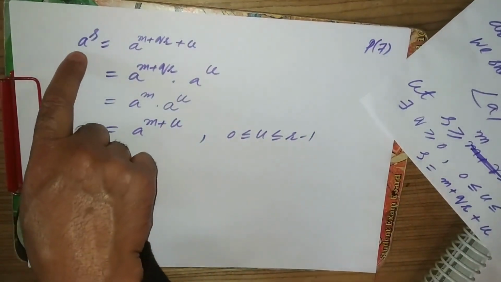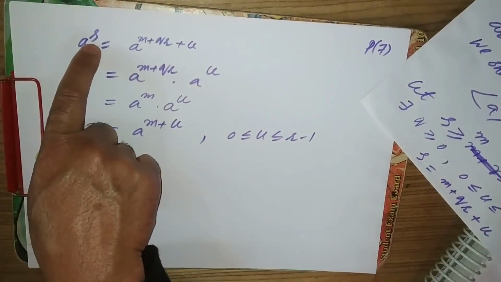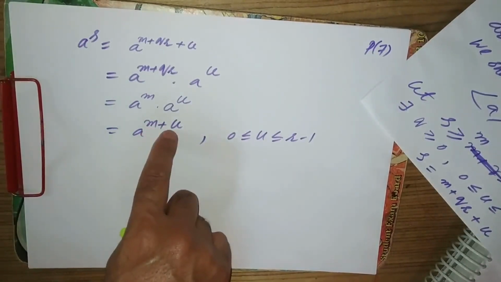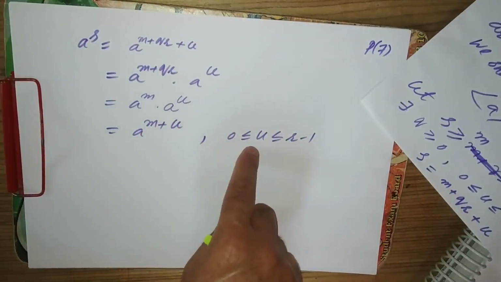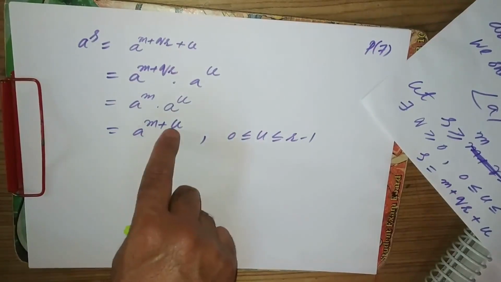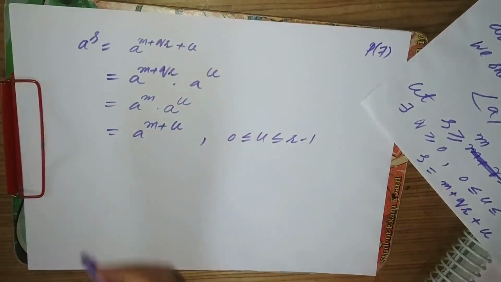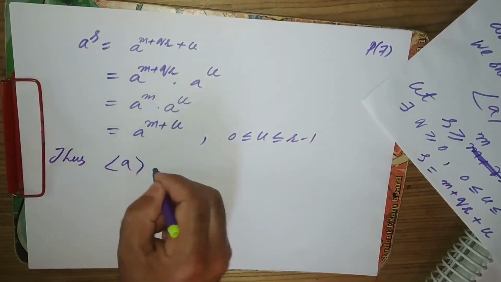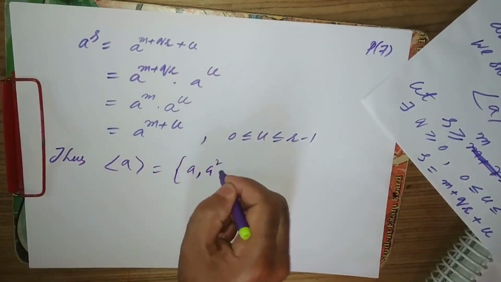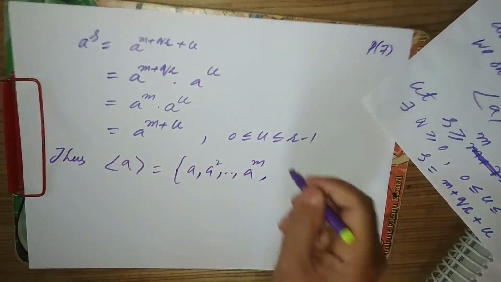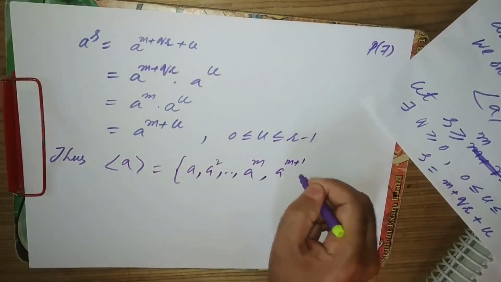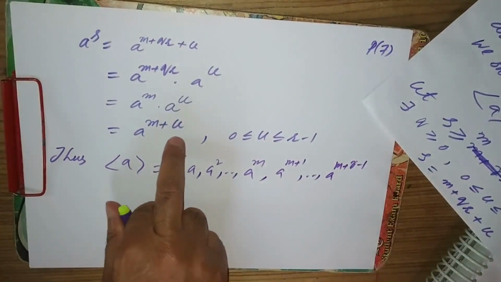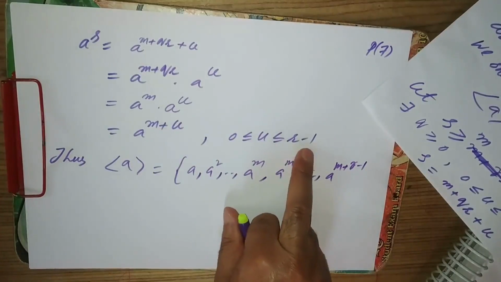Any power of a which is greater than or equal to a^m, a^s where s is greater than or equal to m, is equal to either a^m plus 0, because u may be 0, or a^(m+1) or a^(m+2) and so on, up to a^(m+r-1). So we can say this is equal to a^m, then a^(m+1) and so on, up to a^(m+r-1), because it's a^(m+u), where u is at most r minus 1.